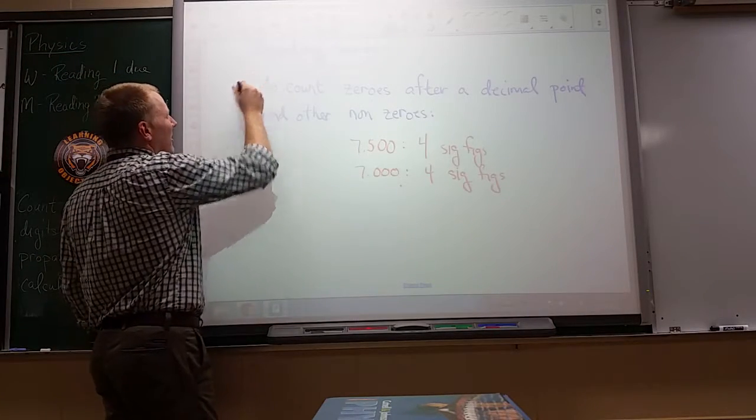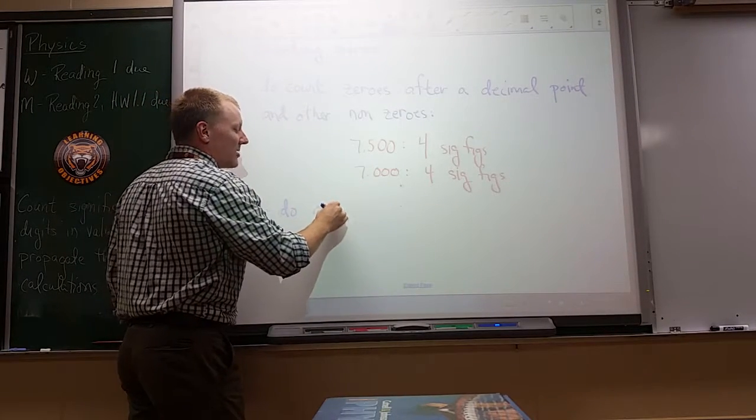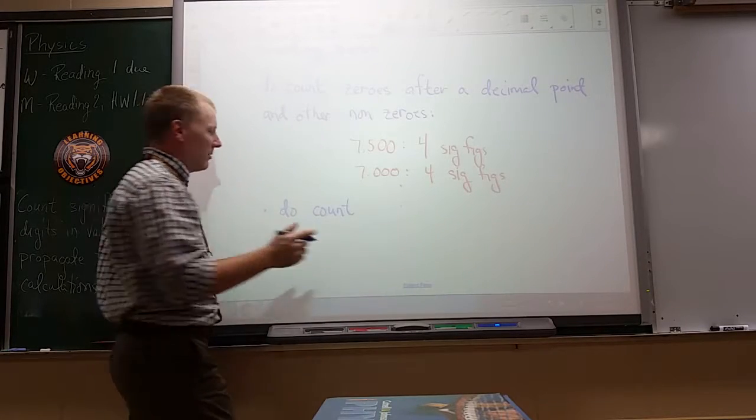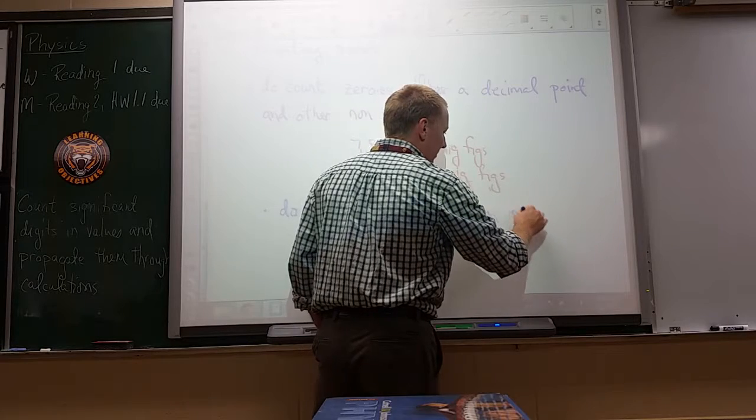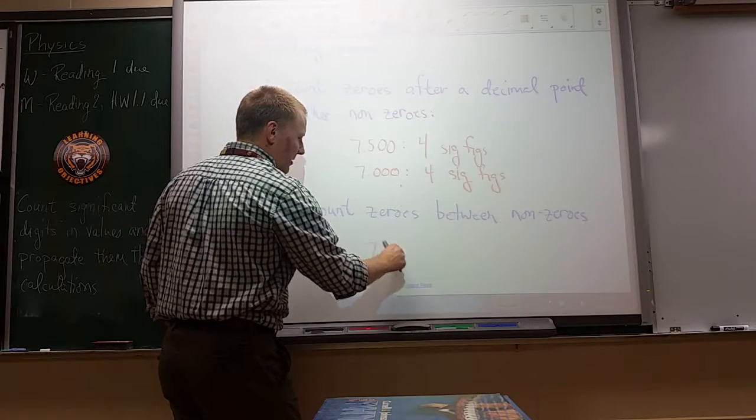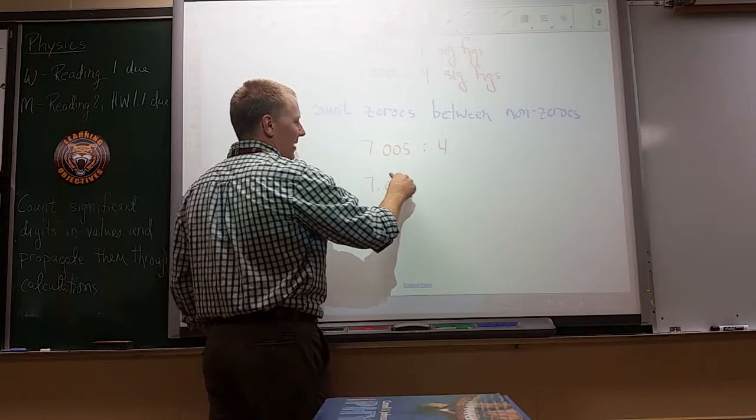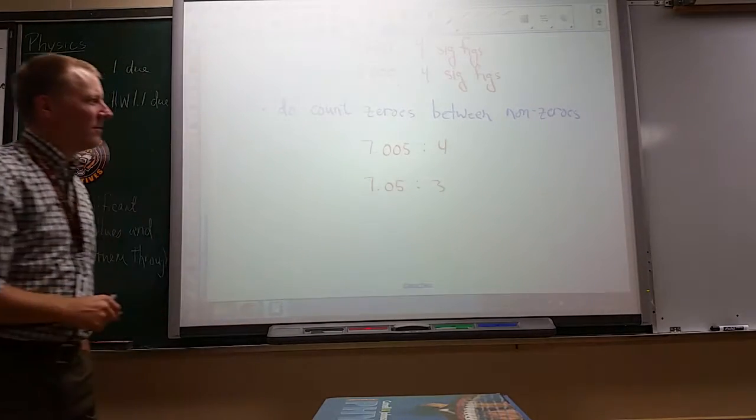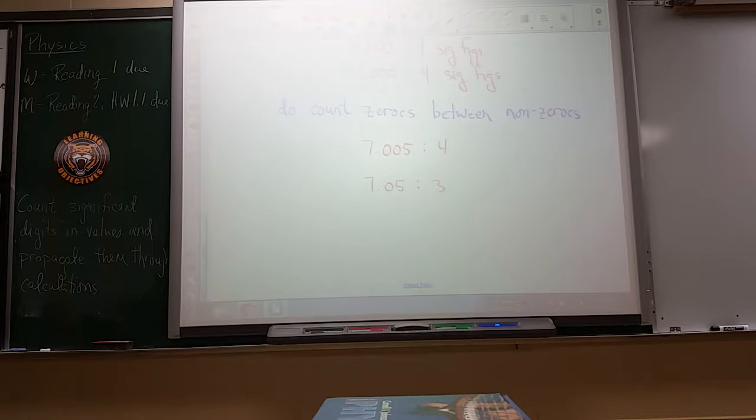We do count zeros in between non-zeros at any time. So 7.005 has 4 sig figs. 7.05 has 3. But now there are a list of some zeros that we won't count. And we'll discuss a little bit why we count some and not the others.